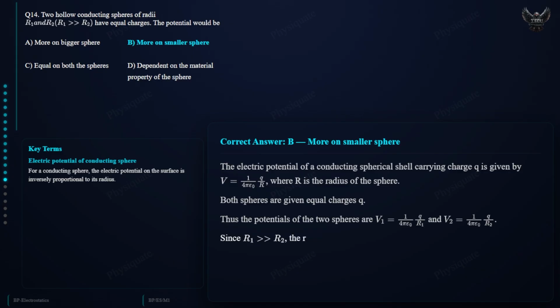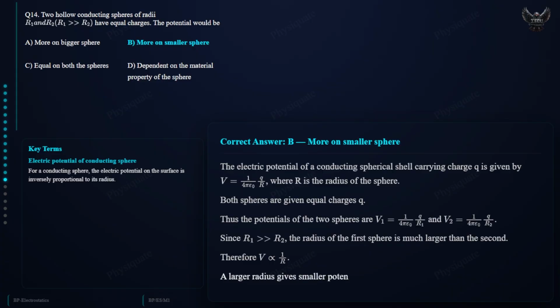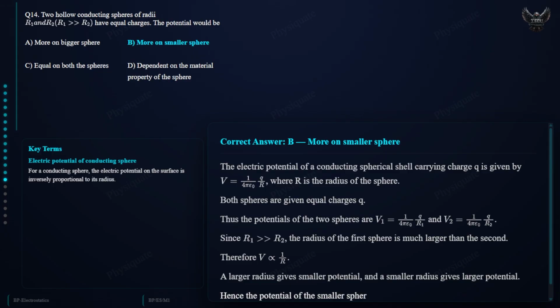Since R1 is greater than R2, the radius of the first sphere is larger than the second. Therefore V is proportional to 1 divided by R. A larger radius gives smaller potential, and a smaller radius gives larger potential. Hence the potential of the smaller sphere is greater than that of the bigger sphere.